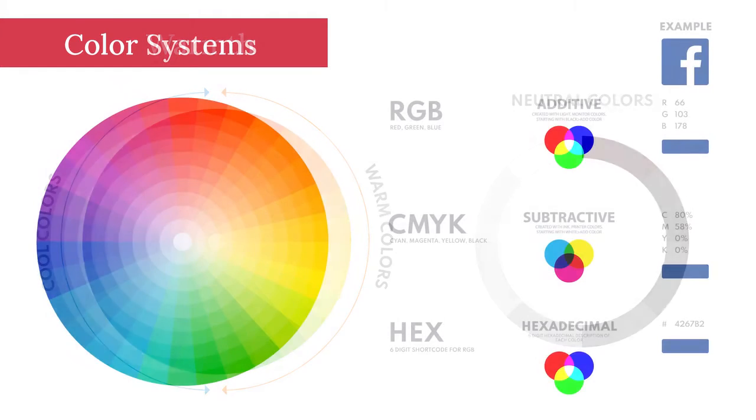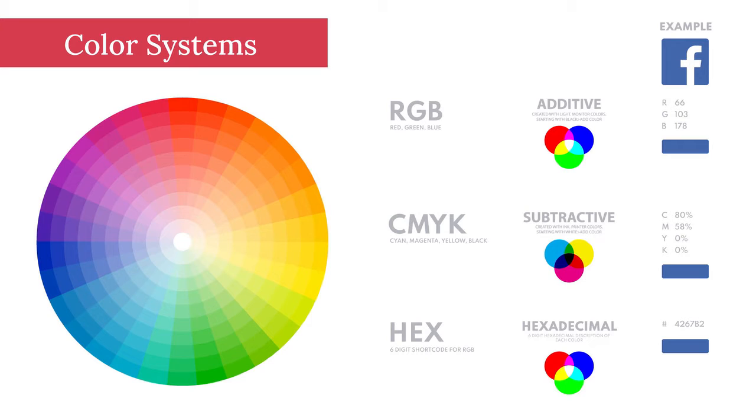Next, we need to understand the color systems because there are millions of colors, and thanks to science, we can assign a specific color code to represent every color. The three standard color systems that are used in designing tools and softwares are RGB, CMYK, and HEX.